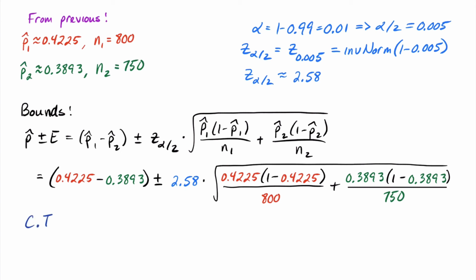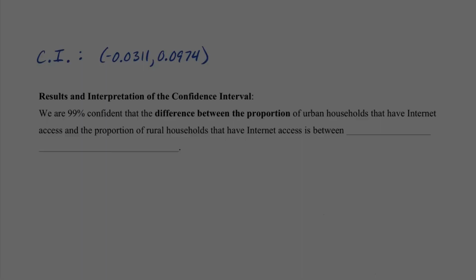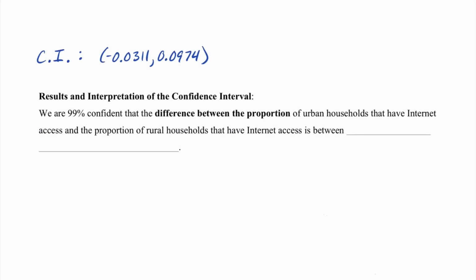Inputting our formula carefully into our calculator, we end up with a confidence interval with a lower bound of negative 0.0311 and an upper bound of 0.0974. That is, we are 99% confident that the difference between the proportion of urban households that have internet access and the proportion of rural households that have internet access is between negative 0.0311 and 0.0974.